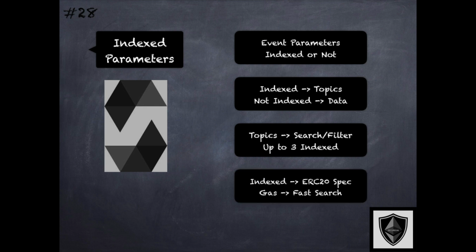Indexed parameters are commonly seen. They're also part of some of the specifications such as the ERC20 token standard and the events in that standard. These indexed parameters use a little more gas than the non-indexed ones, but they allow for faster search and querying.